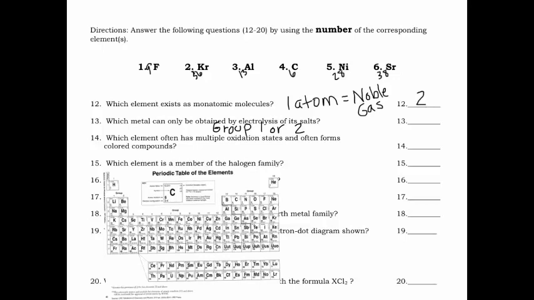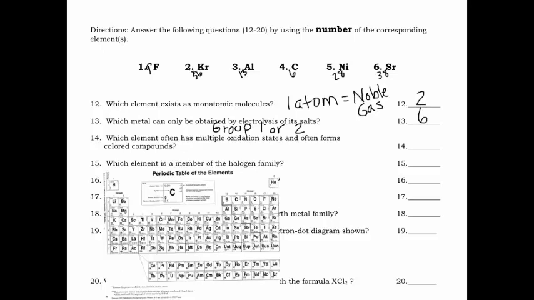So fluorine is over here, krypton over here, aluminum over here, carbon over here, my goodness, nickel over here. Let's hope strontium, there it is. Strontium is in group 2, it's an alkaline earth. It's the only one that's a group 1 or 2.